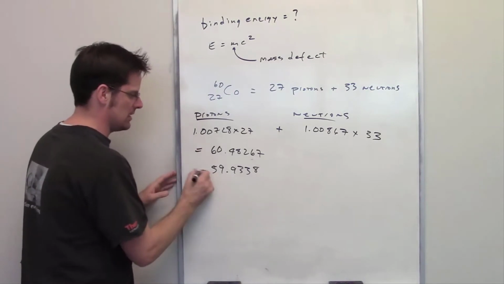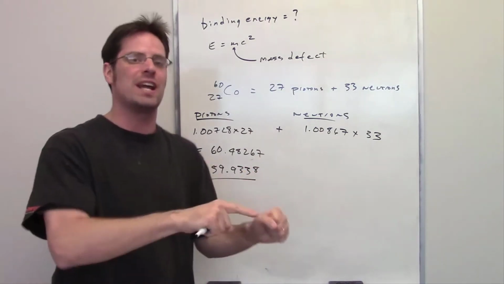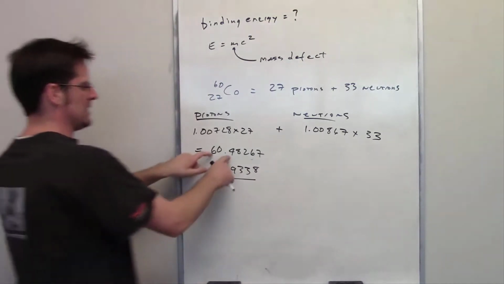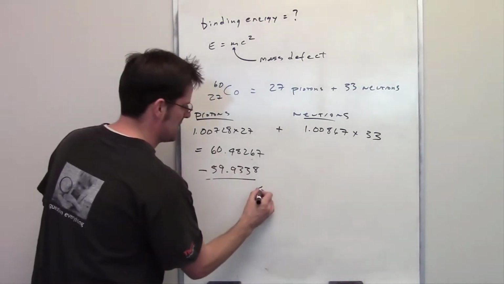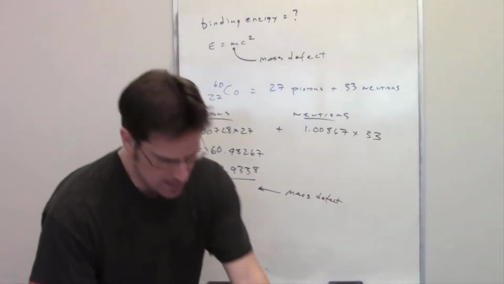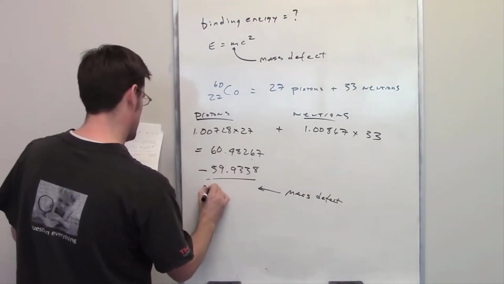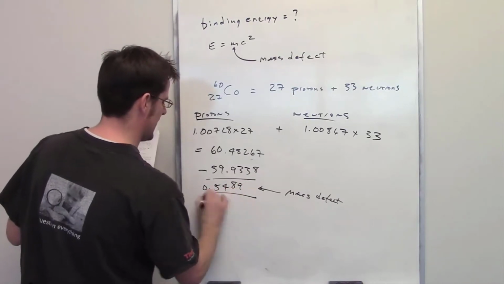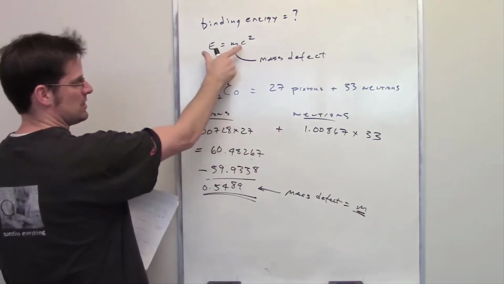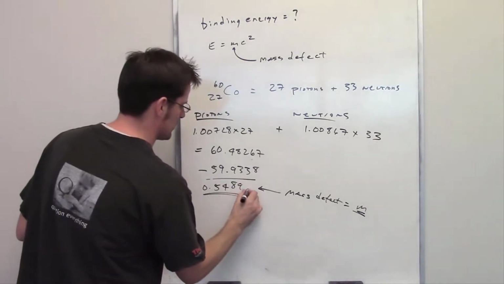Why the discrepancy? The reason is because of that mass defect. When you cluster these things together, they lose some of their mass by converting it to energy in order to maintain themselves together in that confined space. So I take this number and subtract from it this number. That will be the mass defect. I threw that in my calculator and I got a difference between these two of 0.5489. So that's my mass defect, or in this case that's going to be m in my E = mc² equation up here. So it's asking what the binding energy is there. Oh, and by the way, this is in units of amu.